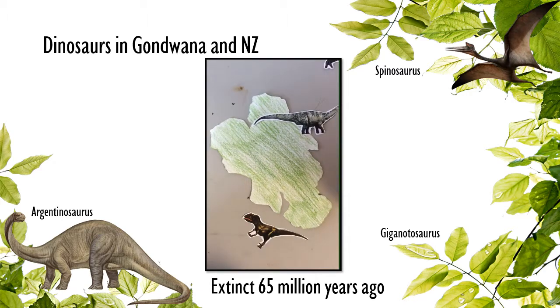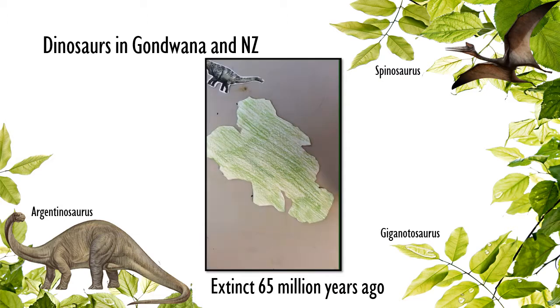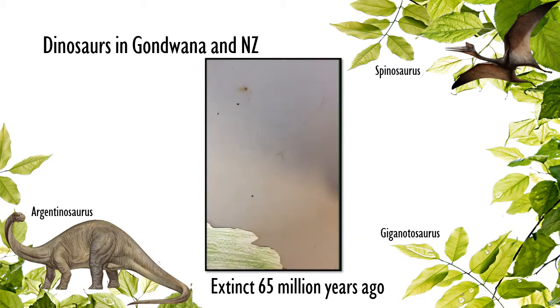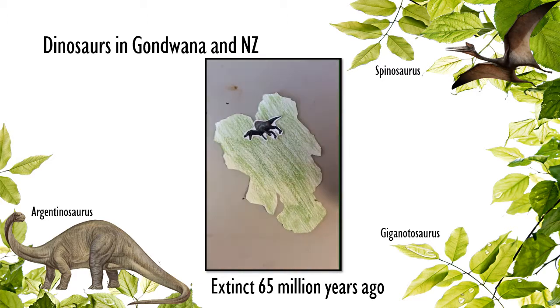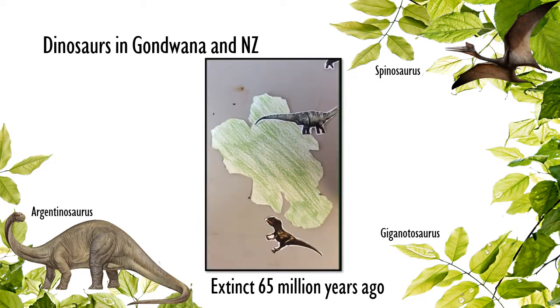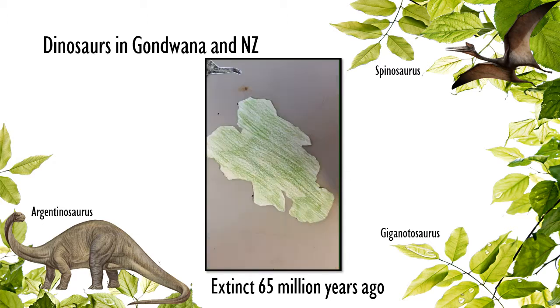However, before it split, Gondwanaland was home to dinosaurs. Those dinosaurs were an almost entirely different set of dinosaurs that evolved in their own unique ways. Some of these dinosaurs were Giganotosaurus, Spinosaurus, and Argentinosaurus. However, as you know, dinosaurs went extinct around 65 million years ago.